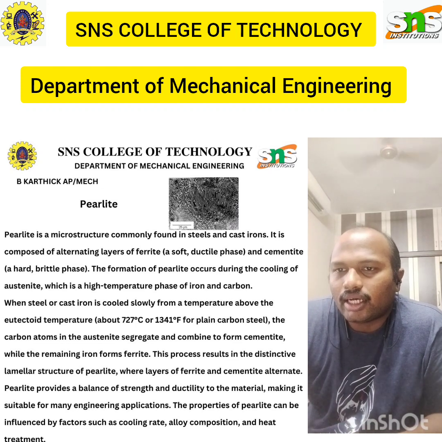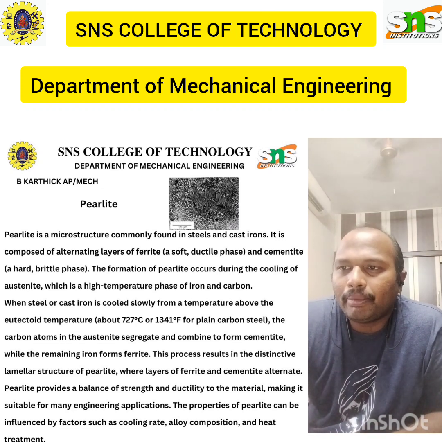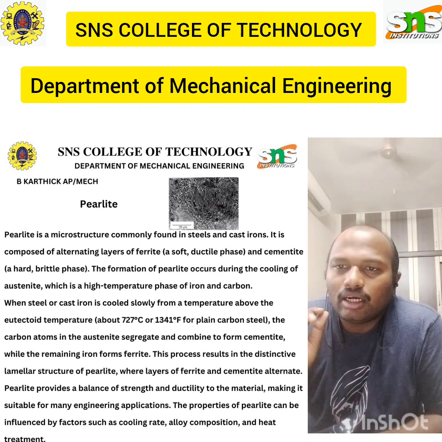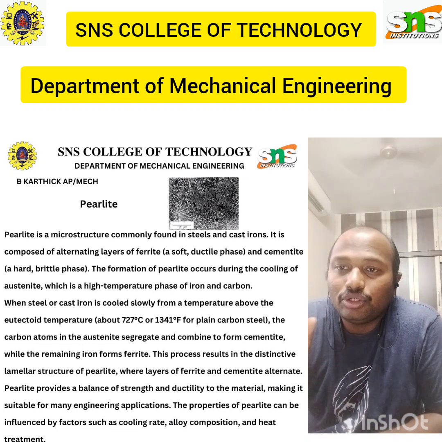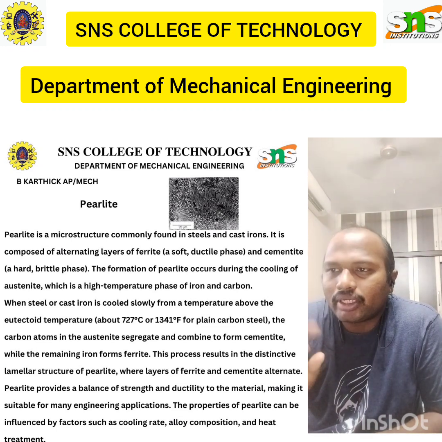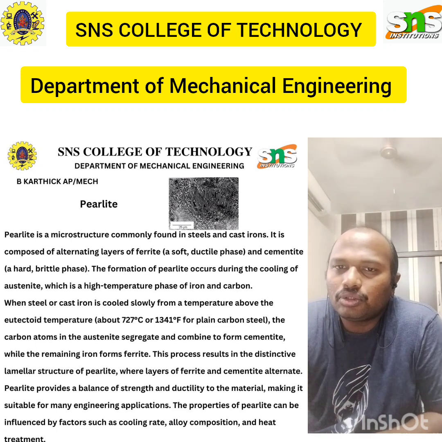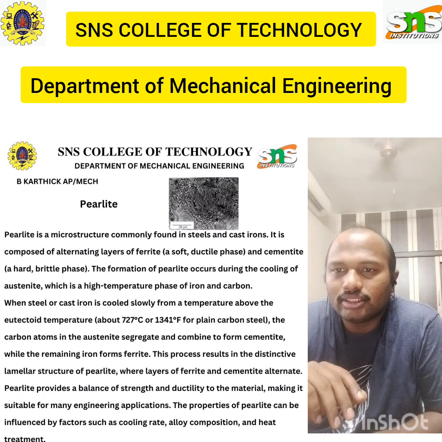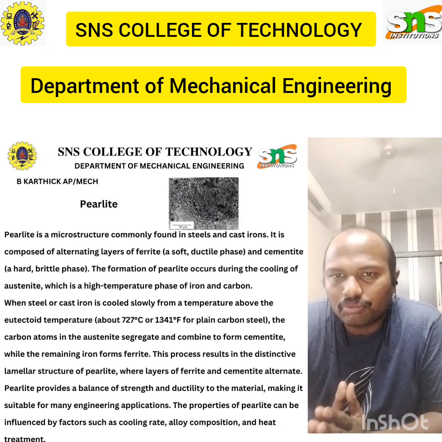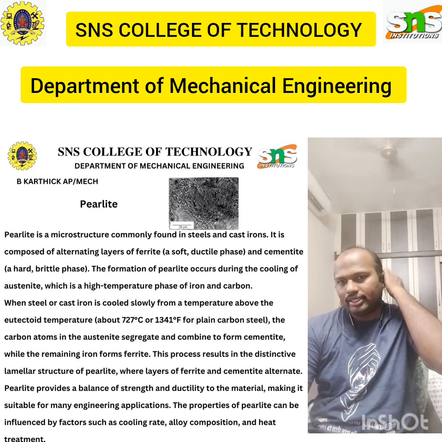So understanding these properties of pearlite in the iron carbon phase diagram is essential for designing and creating new engineering materials with the specific mechanical properties tailored for the various applications. This pearlite is the phase which has both properties of ductility and strength.